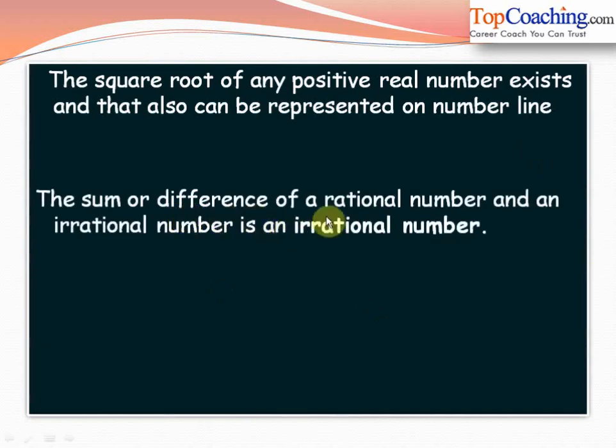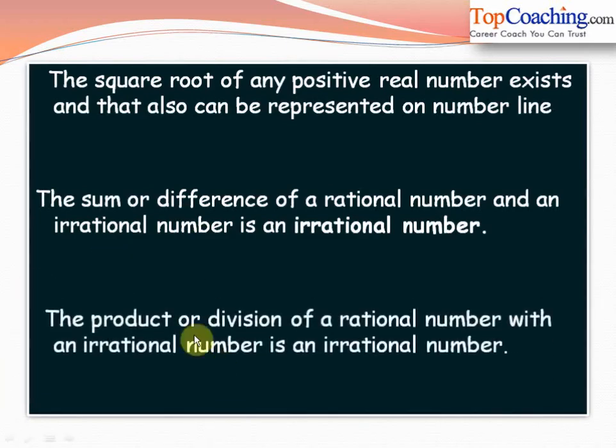The sum or difference of a rational number and an irrational number is an irrational number. This result we have already seen in the second lecture. Similarly, the product or division of a rational number with an irrational number is an irrational number. So the important thing is, the square root of any positive real number is also a real number and can be represented on the number line. The sum or difference and also the product or division of a rational number with an irrational number is always an irrational number.